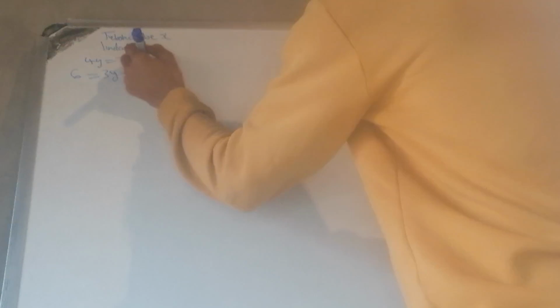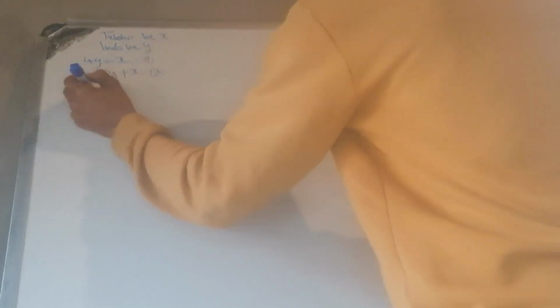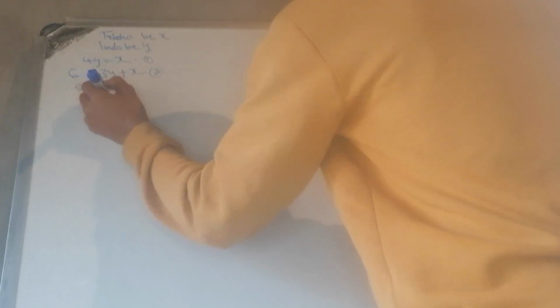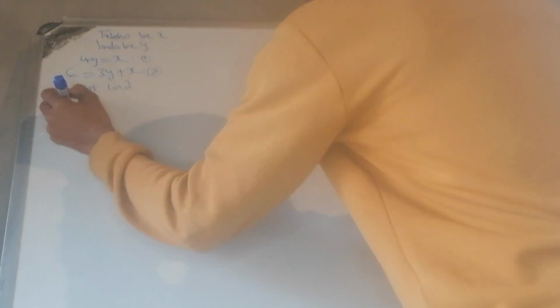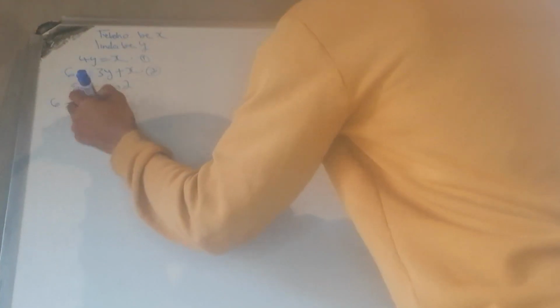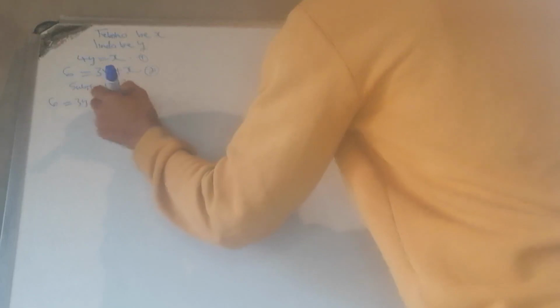6 years from now, Teboho will be 3 times as old as Linda. I think those are the equations that we can have. Calculate Linda's current age and I will prove it. I already have x as the subject of the formula, so I can just substitute. I can say this is 1, this is 2, and I can just substitute 1 in 2, so that I have 6 equals 3y plus, where I see x I'm writing 4y.